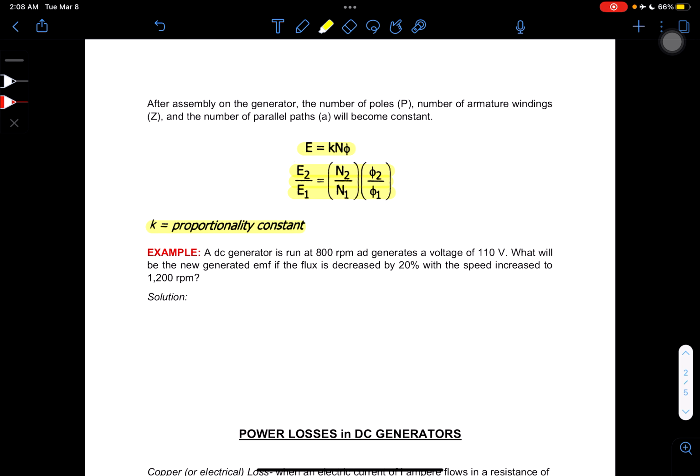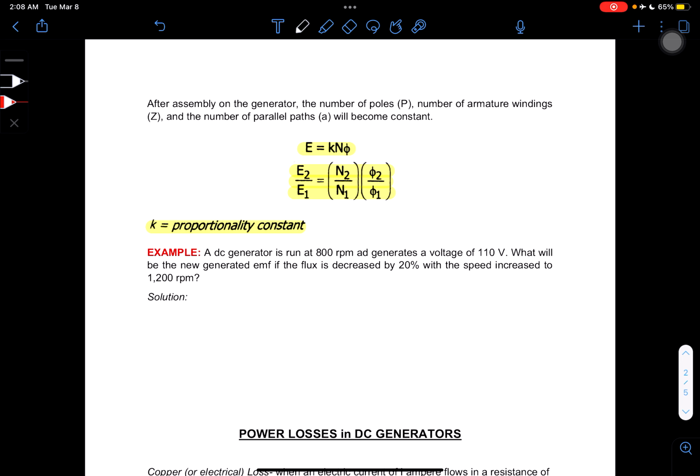So let's have an example for this formula. A DC generator is run at 800 RPM and generates a voltage of 110 volts. What will be the new generated EMF if the flux is decreased by 20% with the speed increased to 1,200 RPM?